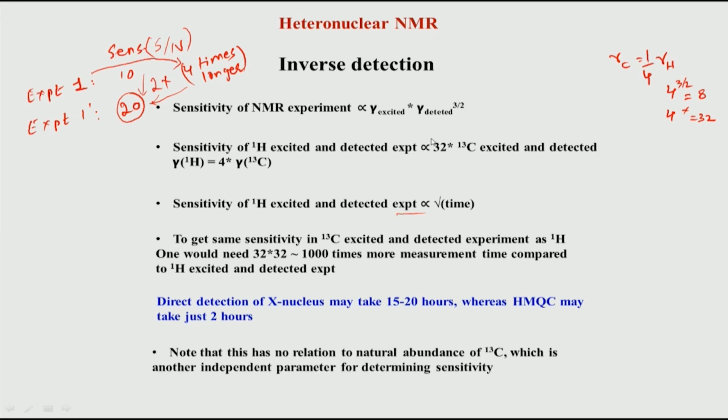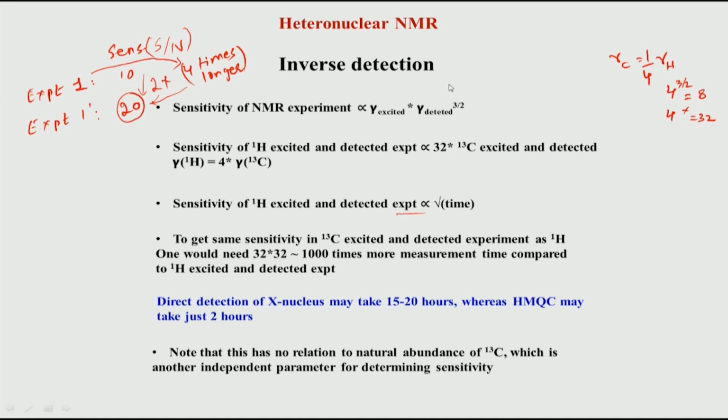Before going to that, you can see here the sensitivity which we are talking about in terms of time has nothing to do with natural abundance. This is something which many times is being confused. People think that carbon 13 is less sensitive because of the gamma or because of natural abundance, one should keep in mind that both are important. So, if I take care of this here, I am taking care of only the gamma part.